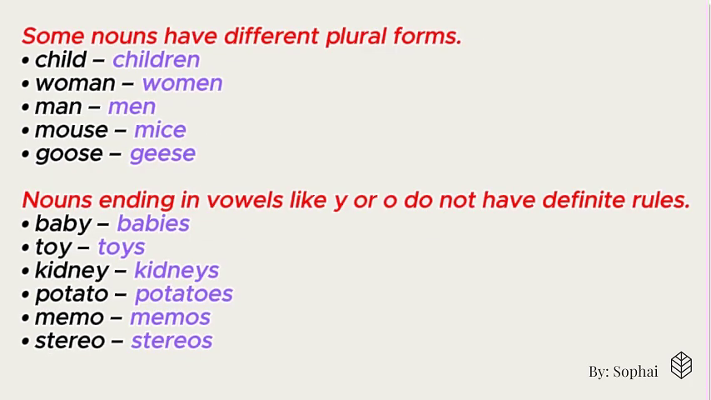Some nouns have different plural forms. Child, children. Woman, women. Man, men. Mouse, mice. Goose, geese. Nouns ending in vowels like y or o do not have definite rules. Baby, babies. Toy, toys. Kidney, kidneys. Potato, potatoes. Memo, memos. Stereo, stereos.